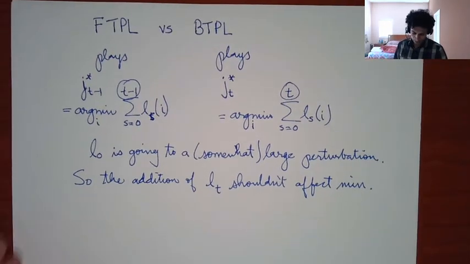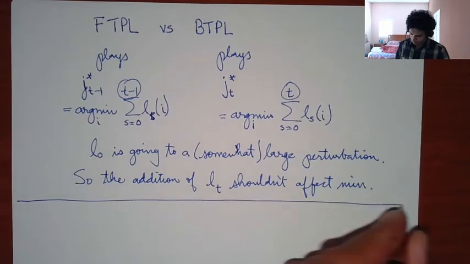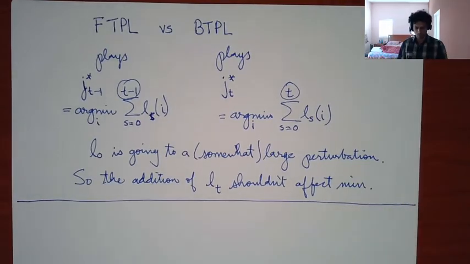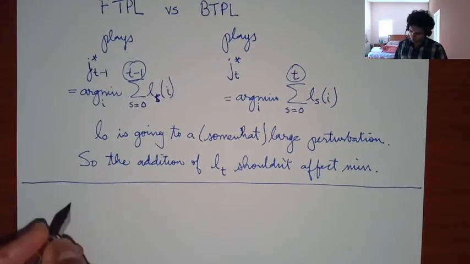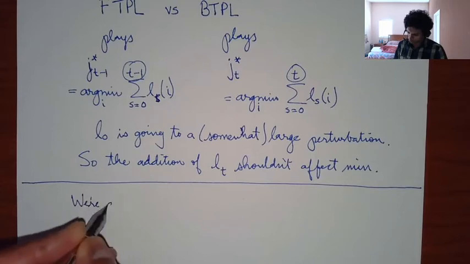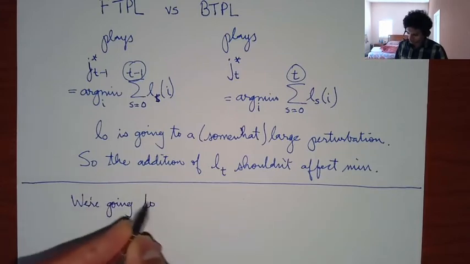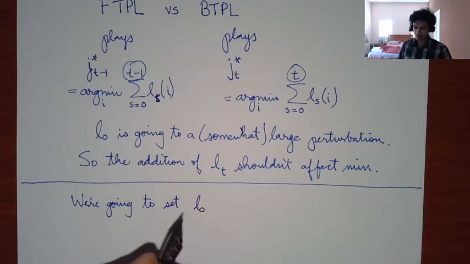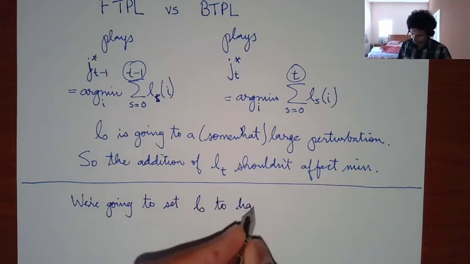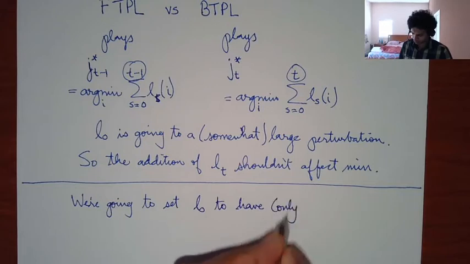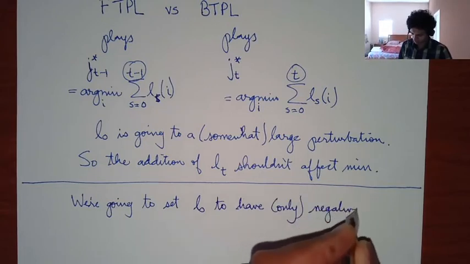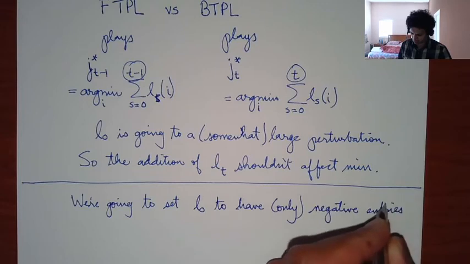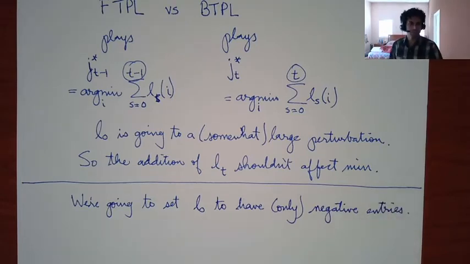Okay, so before writing out some sort of formal theorem proof statement, let me just walk through the argument at a more higher intuitive level, and then we'll see what we're going to do. And we're going to set L0 to have only negative entries. And this is just a convenience. It's just going to be convenient for us in the analysis to do so.